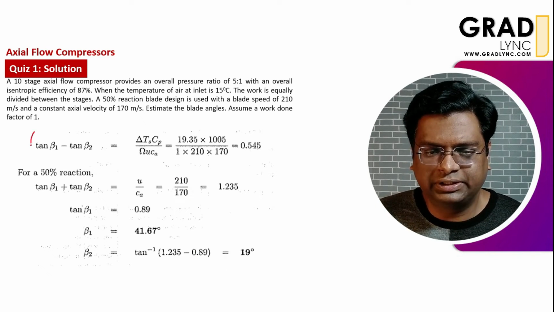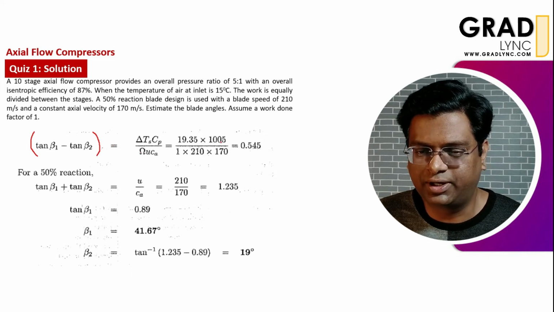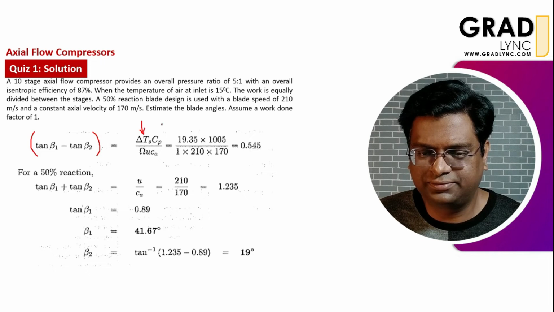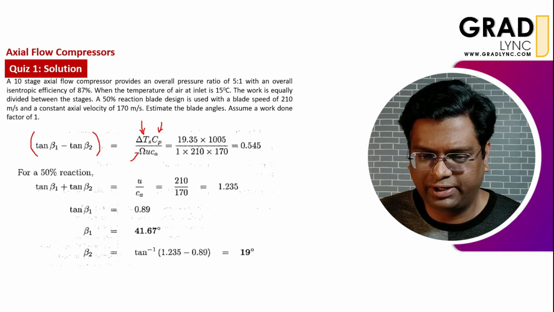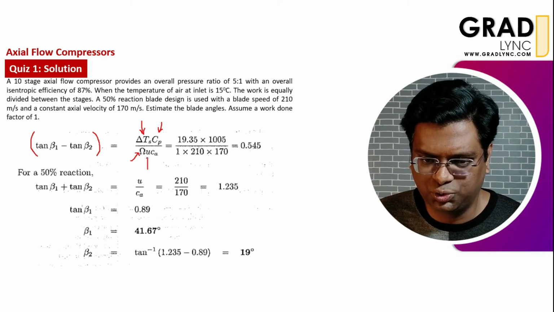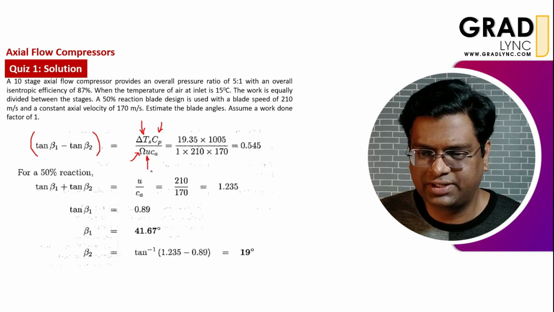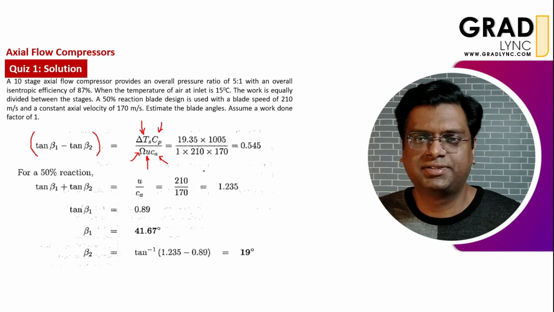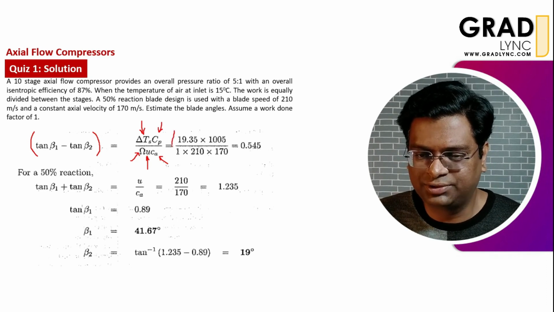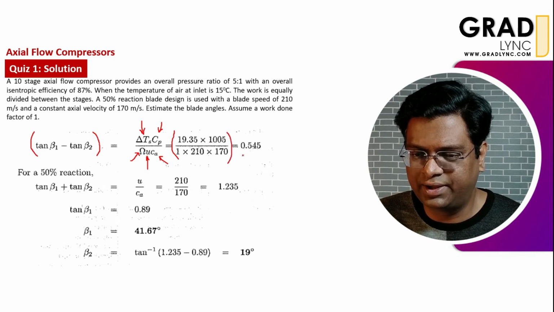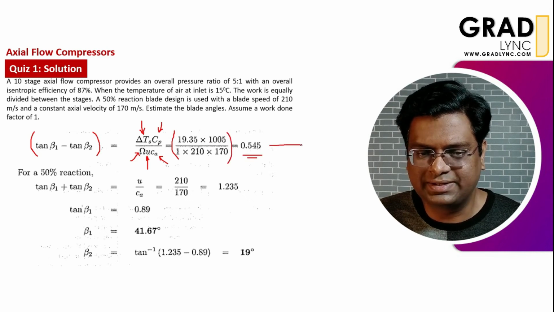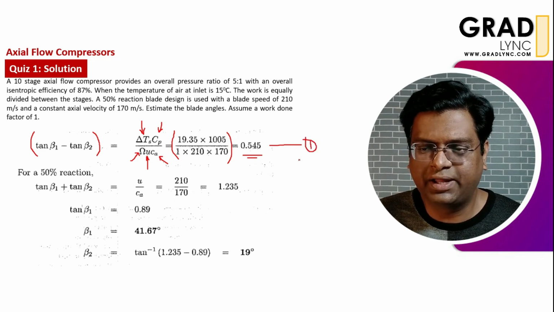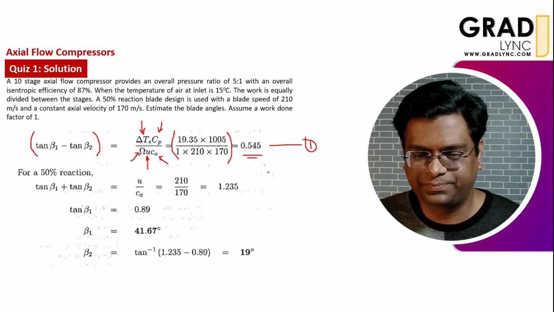Now from this equation I can solve for tan beta 1 minus tan beta 2, and I know the value of stage temperature change, Cp, and work done factor that is given in the question as 1, u, the peripheral velocity, that is given as 210, and the axial velocity is given as 170, and that is assumed to be constant, right? So all the values are known, I just have to substitute, and I get equation number 1, that is tan beta 1 minus tan beta 2 is equal to 0.54, right?